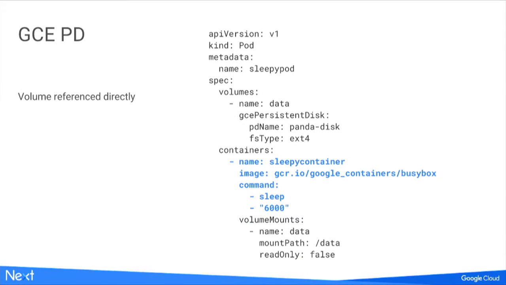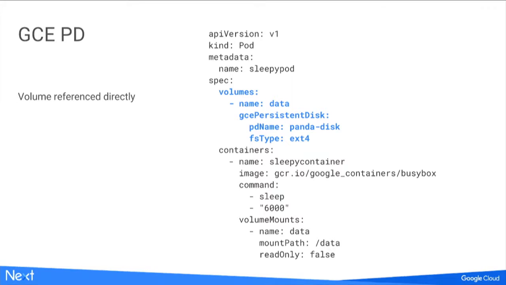So let's walk through an example to help clarify a lot of this, right? Here we have a pod. A pod, as we said earlier, is the basic unit of scheduling in Kubernetes and contains one or more containers. In this case, we have a single container. We called it Sleepy Container here, and that's the Google Container Registry image there. It's just a container that sleeps, is really all it does.